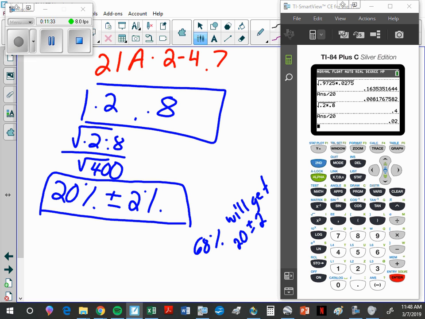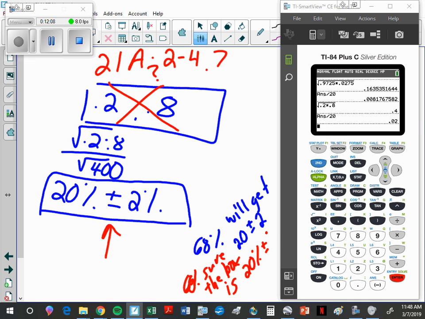Okay? Now, what if I change it and I don't know what's in the box? And I do a survey and I get 0.2, is this going to change? No. But the meaning changes. So what is the meaning if I do a survey and get 20%? I am 68% sure that the box is 20% plus or minus 2%. Okay? Same calculations, but different meaning.